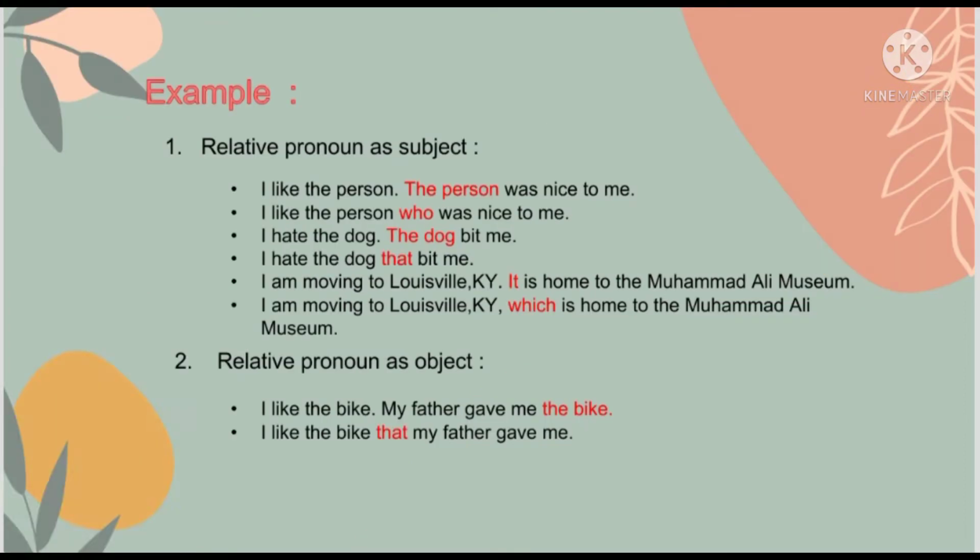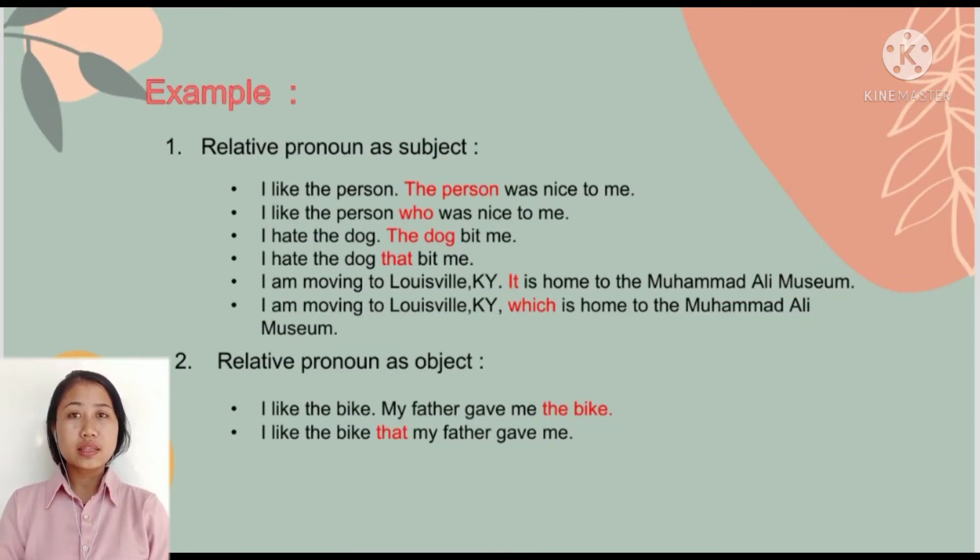For example, the first, relative pronoun as subject. I like the person was nice to me. I like the person who was nice to me. I hate the dog bit me. I hate the dog that bit me. I'm moving to Louisville, KY. It is home to the Muhammad Ali Museum. I'm moving to Louisville, KY, which is home to the Muhammad Ali Museum.